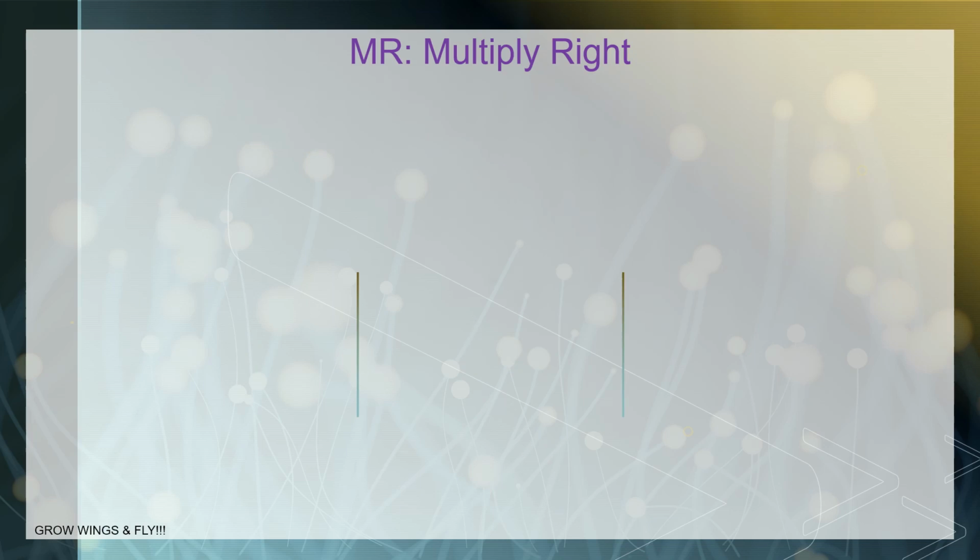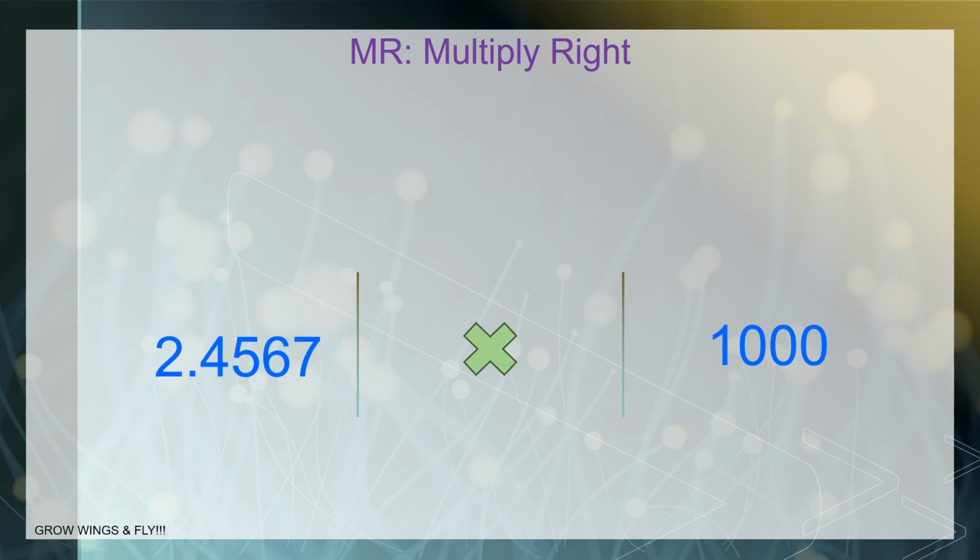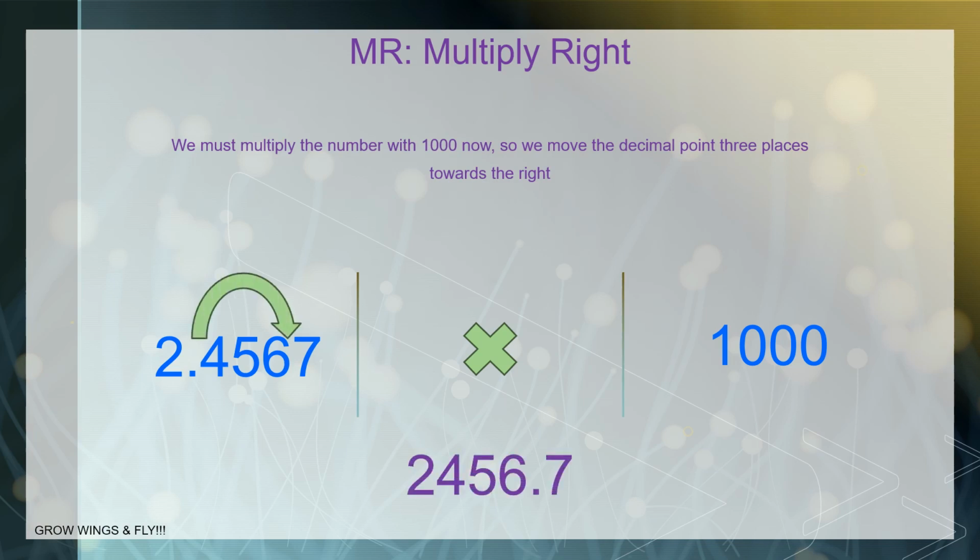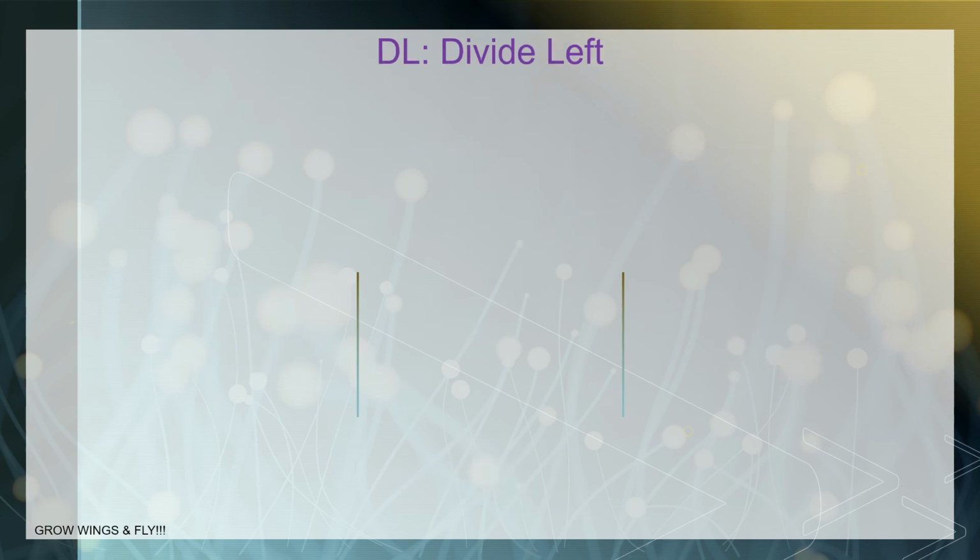Abel wanted to check one more. So Mr. Febby came up with this question. 2.4567 times 1000. Alright, Mr. Febby, I know the answer. Because it's going to move 3 places towards the right, my answer is 2456.7. Am I right? Absolutely, you are absolutely right. Let's have a look at divide left.